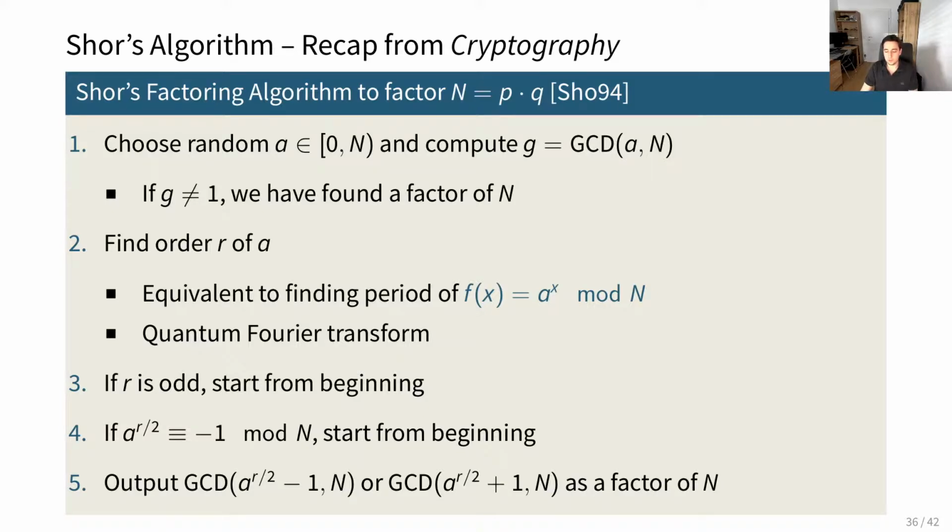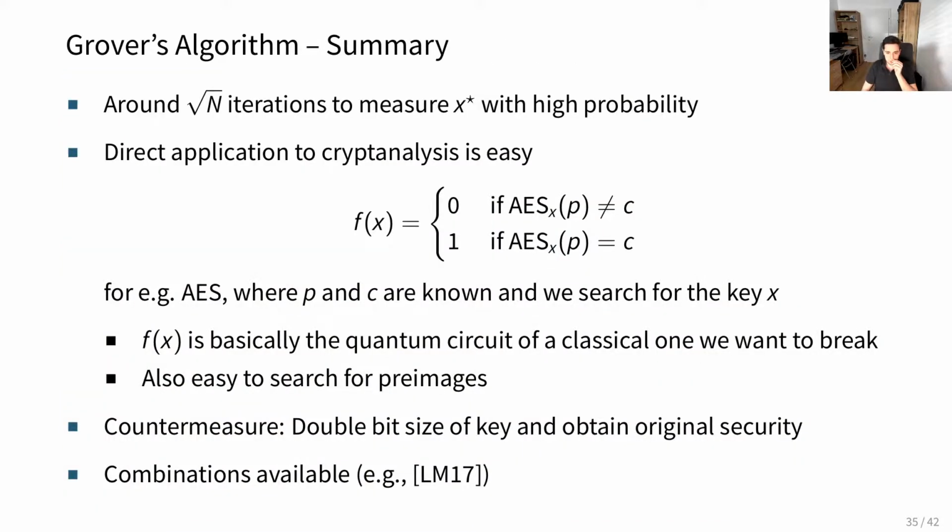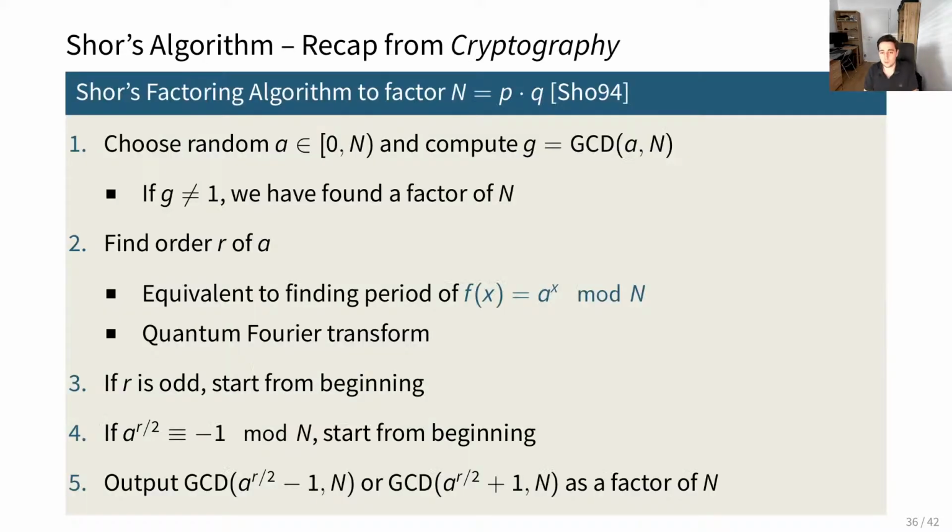Okay, so this was the first main part. Are there any questions about Grover's algorithm, or even about the previous parts also? Okay, then we'll come to the last part, which is quite a bit shorter.